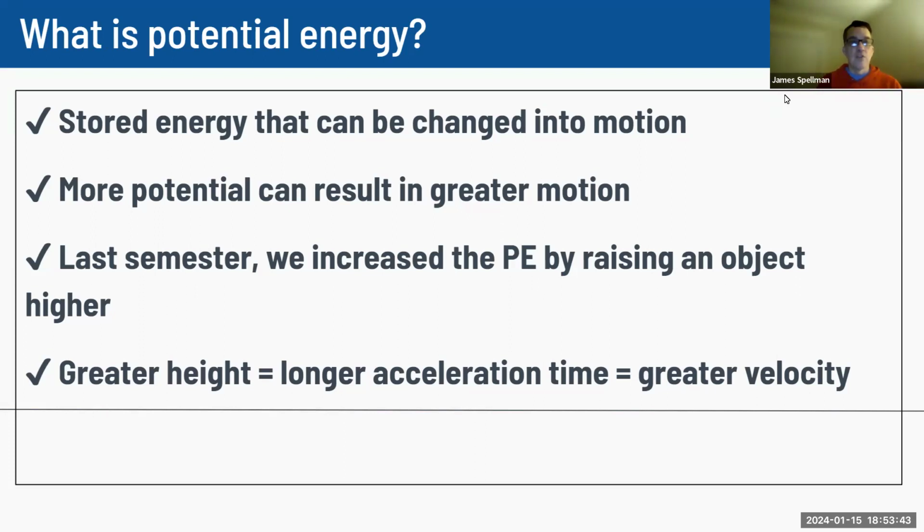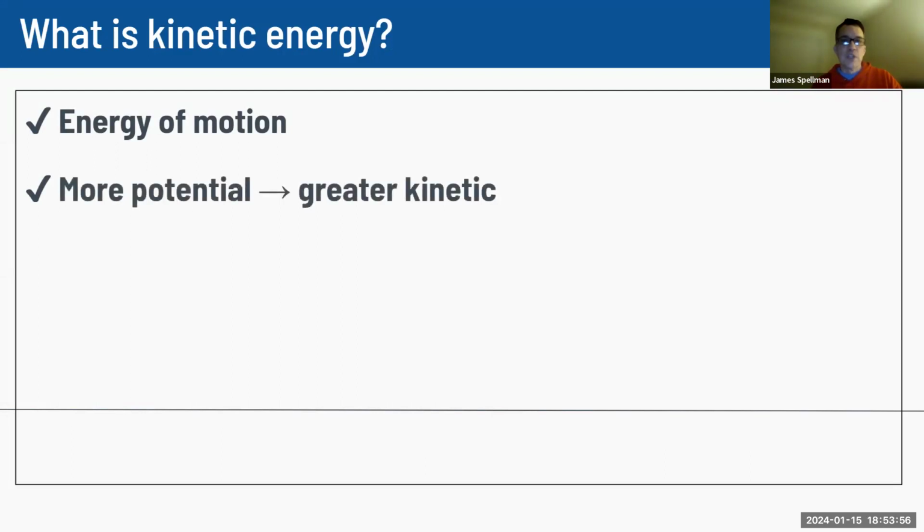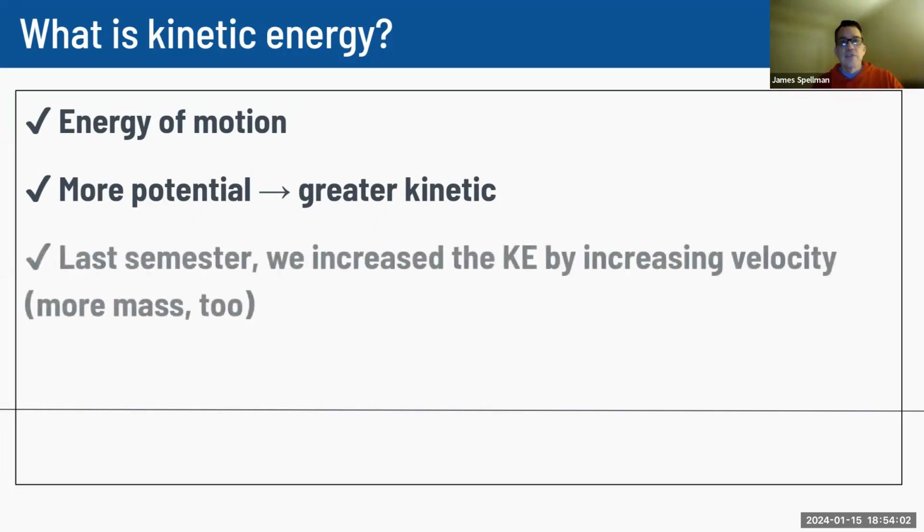And again, you can't get energy from nothing. And so if we get a larger amount of energy, then we had to have more built up energy to start with. Reminder about kinetic energy, that was just energy of motion. So again, the potential energy turns into the kinetic energy. So if we had an object higher up, again, it was able to fall, it'd be going faster. And so last semester, we could increase the kinetic energy by making sure it was going faster. We would also say it would have more kinetic energy if it had more mass as well.